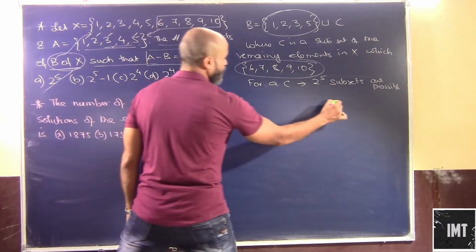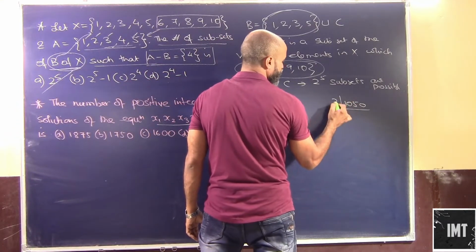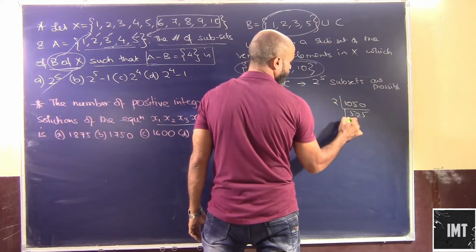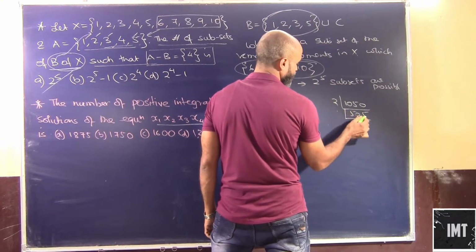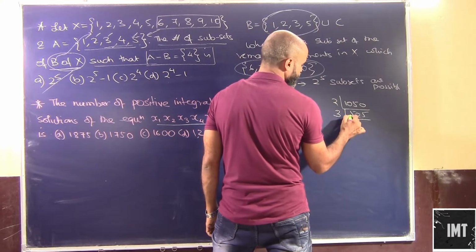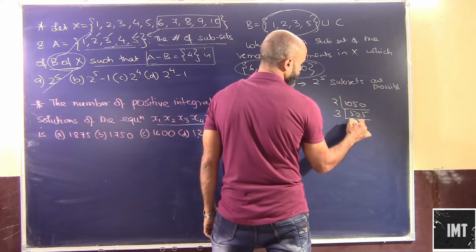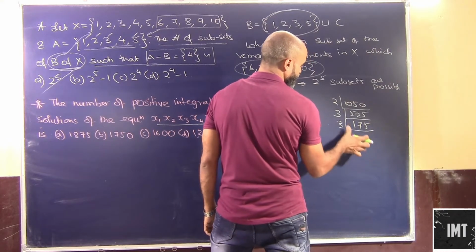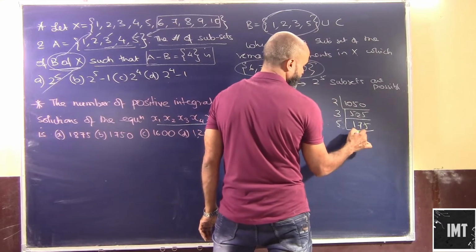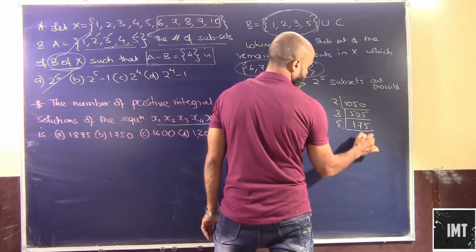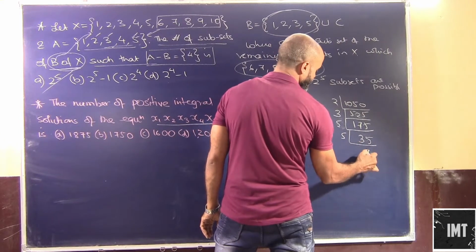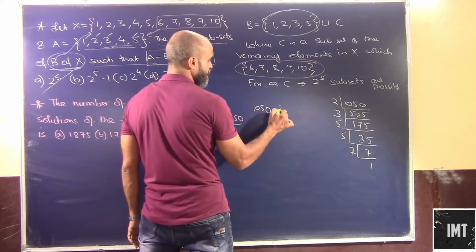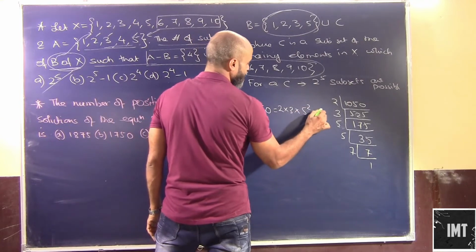Okay, now let's take 1050. So if I take 1050, 2 5s are 10, 525, 3 1s are 3, 7s are 21, 3 5s are 15, 5 3s are 15, 5 5s are 25, 5 7s are 35. So 1050 can be written as 2 into 3 into 5 square into 7.